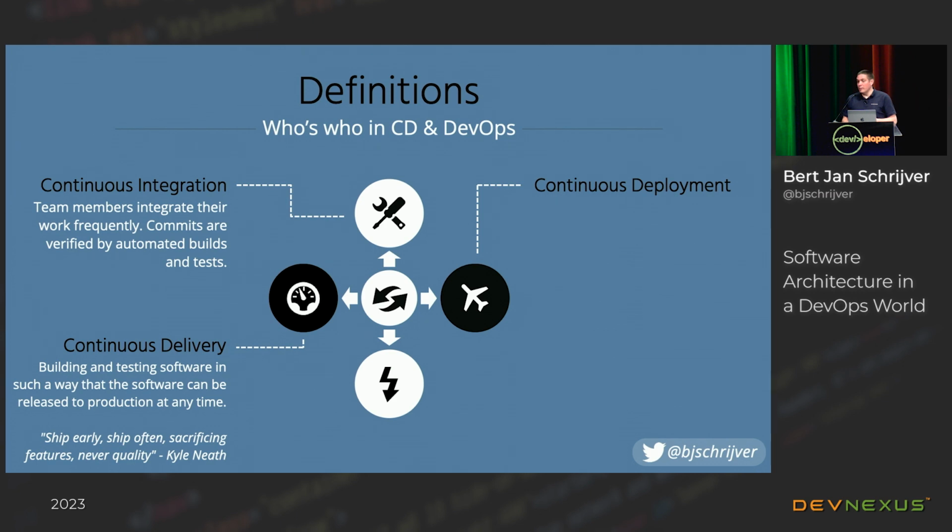Then continuous deployment may be the next step. This is actually putting everything in production automatically. So somebody commits something, your build and test suite runs. Once all the checks are okay, automatically the new version gets deployed in production.